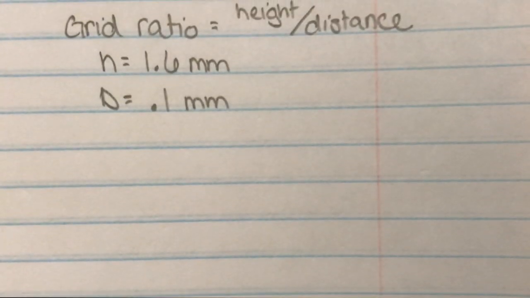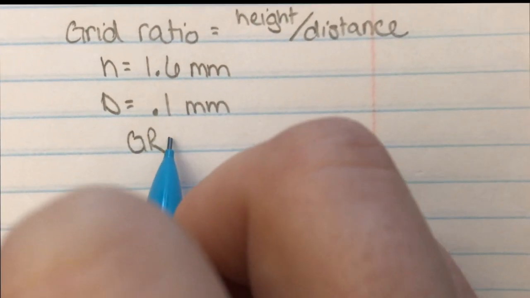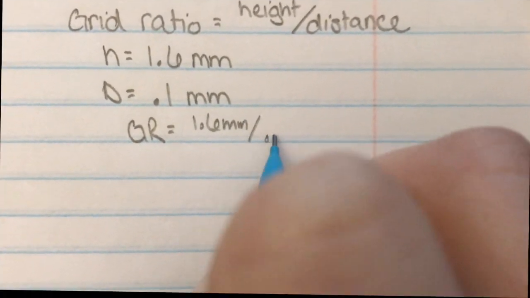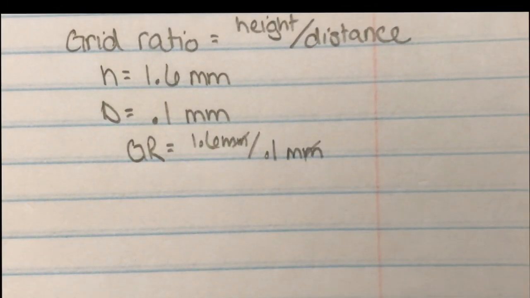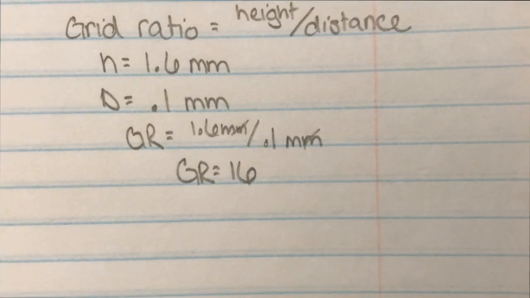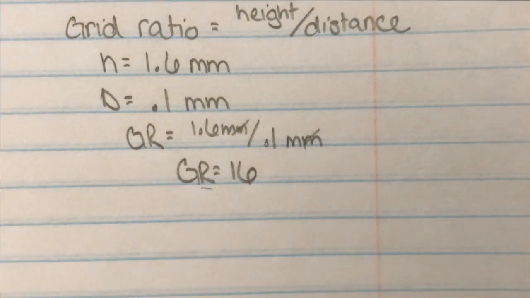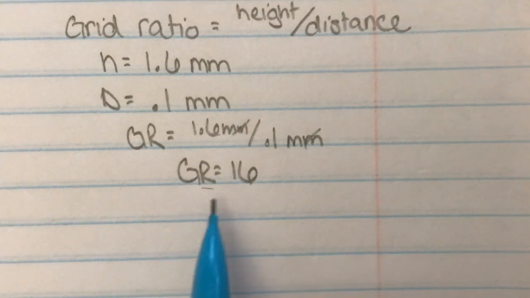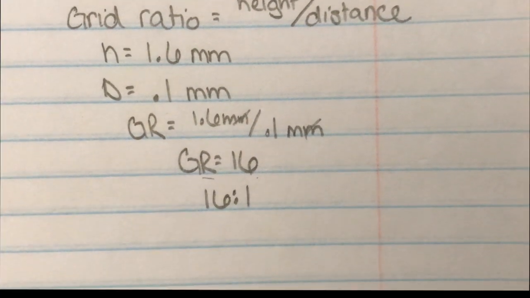We plug this into our equation and we get, I'm just going to abbreviate this because I'm lazy, grid ratio is equal to 1.6 millimeters divided by 0.1 millimeters. Your millimeters will cancel out, and your grid ratio is going to be 16. Recall again that the R here stands for ratio, so we have to compare this number to another number. So if you get 16, that means your grid ratio is 16 to 1.